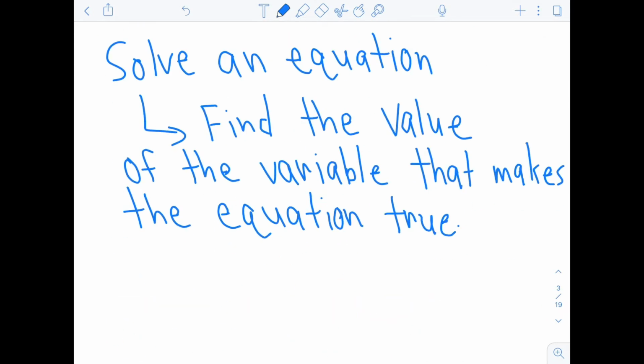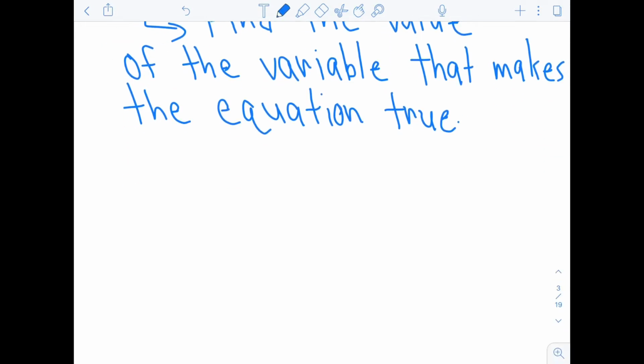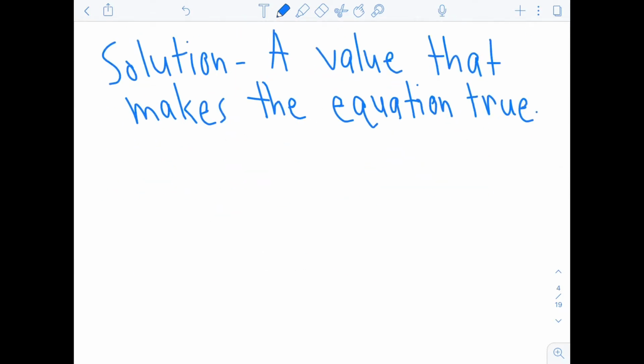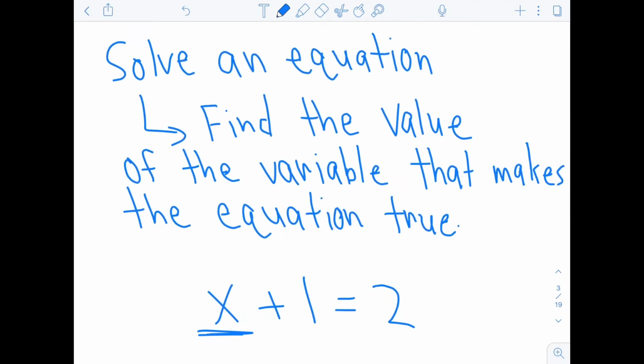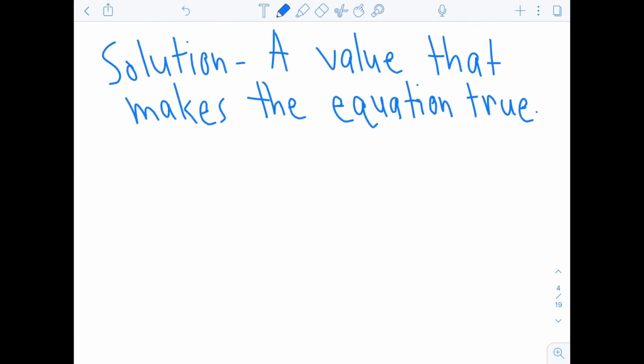And when I say solve an equation, that means to find the value of the variable that makes the equation true. So if you get something like x plus 1 equals 2, when I say solve the equation, I'm saying what value of x would make this true? The solution is the value that makes the equation true, so the solution in this case would be 1. Solving means you're finding the value, and that value that you found is called the solution.